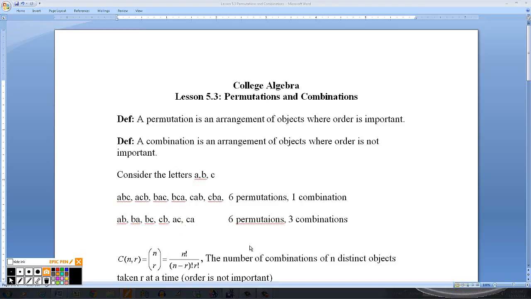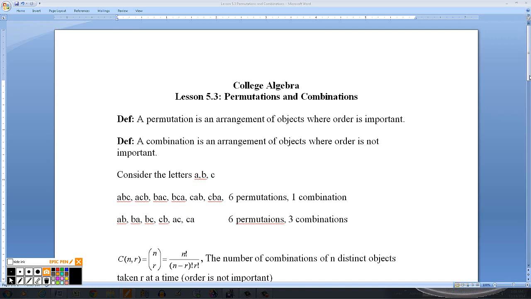However, I would have 3 combinations, because for combinations, order is not important, so AB would be the same thing as BA. BC would be the same thing as CB, and AC would be the same thing as CA. So 6 permutations if I take 2 of the 3 letters, and 3 combinations.